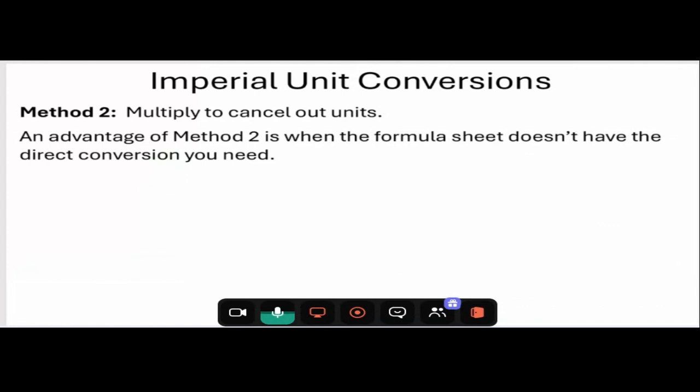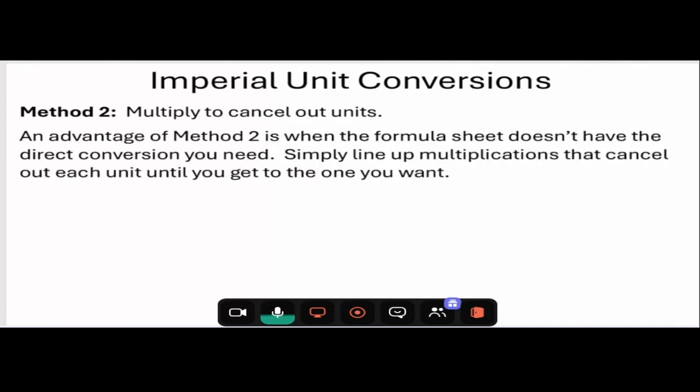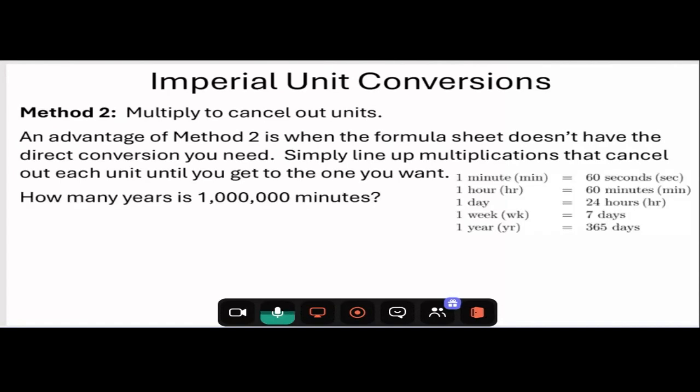Here's the big advantage that you might occasionally run into of method 2 when the formula sheet doesn't have the conversion. We can line up those multiplications. We can line up as many as we want to and keep canceling out the units we don't want until we get the one we do want. So, for example, how many years is 1 million minutes? Any musical theater fans will know that it's going to come in at about a little under 2 years, because 525,600 minutes is 1 year. But let's actually do the calculation.